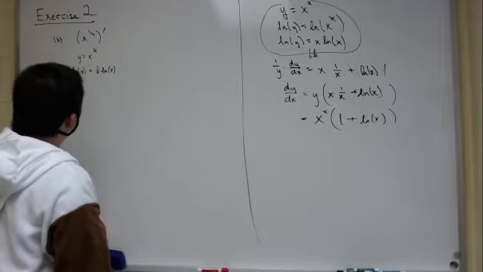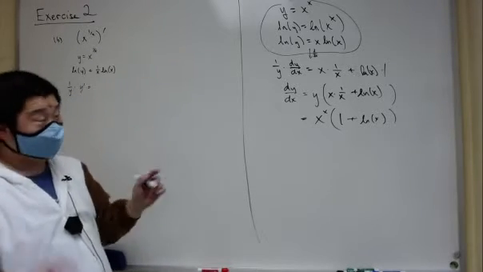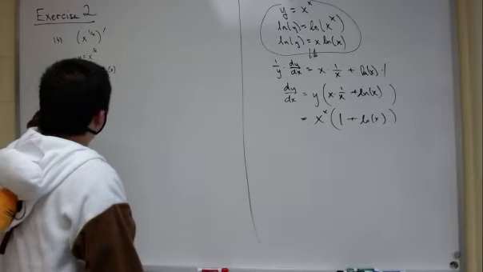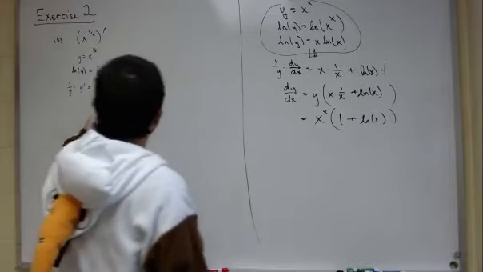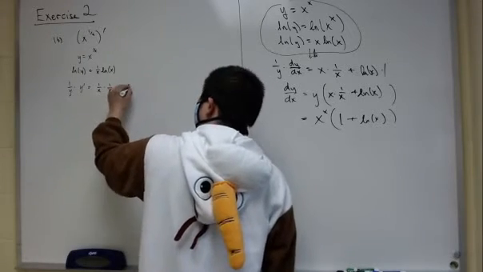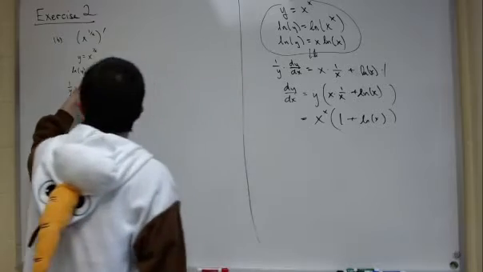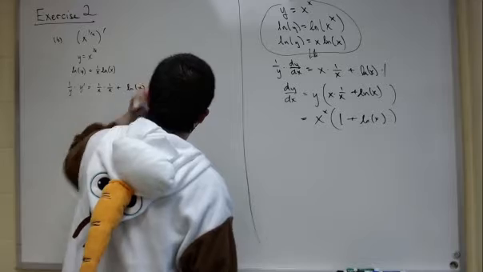1 over y times dy dx, or y prime. Differentiate here using the product rule. So the first times the derivative of the second. Derivative of 1 over x is 1 over x. Oh, this 1 over x is just copying that one. Plus the second, ln of x, times the derivative of x to the negative first. So that'll be a negative x to the negative second.